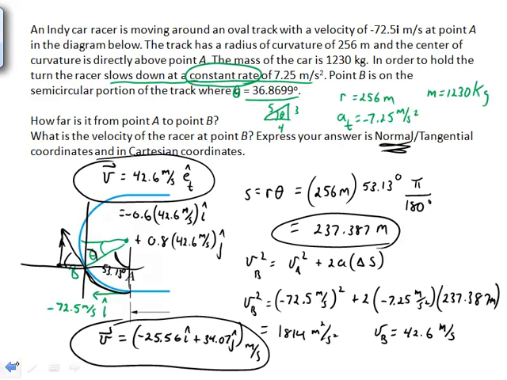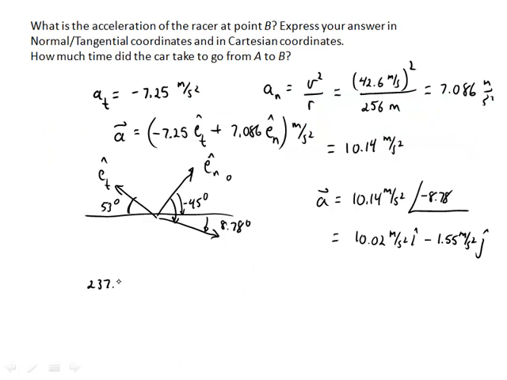Well, I know the distance is 237 meters, 237.387 meters, and that's going to equal the initial velocity, 72.5 meters per second t minus 1/2 7.25 meters per second squared t squared. That's just the constant acceleration equation. X equals v naught t minus 1/2 a t squared.